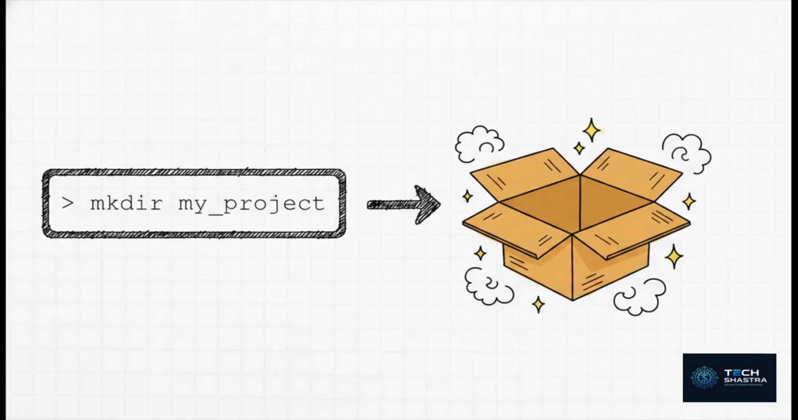Let's make that box. The command you need is mkdir, which, you probably guessed, is short for make directory. When you type mkdir my_project, you're literally just telling the computer, hey, build me a new empty box and slap the label my_project on it.